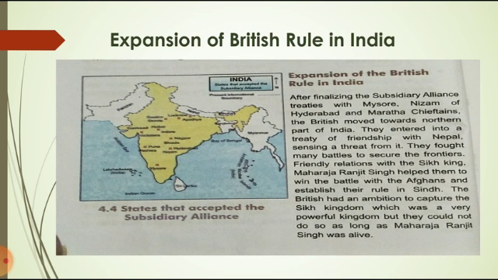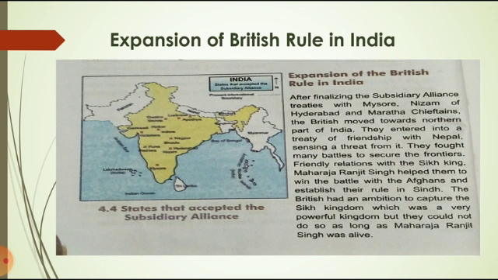They wanted to take over that very powerful kingdom, but they could not do so as long as Maharaja Ranjit Singh was alive, because he was so powerful and so strong that he was ruling the entire empire of the Punjab princely state at that point of time. Nobody ever tried to overcome it.